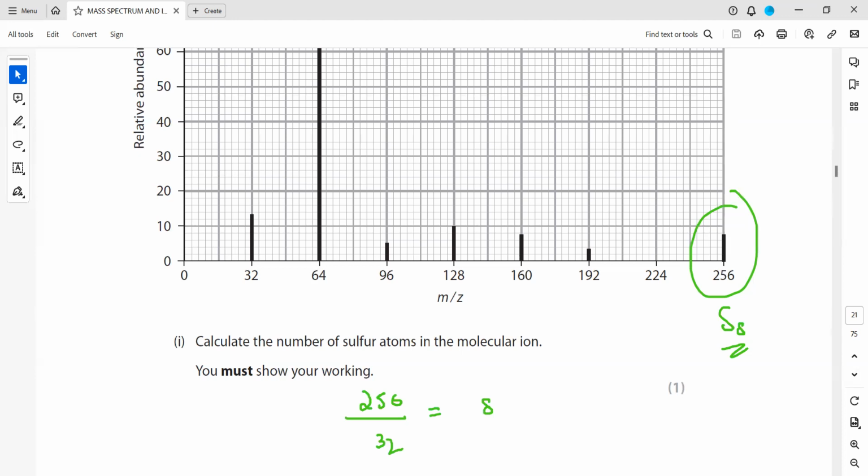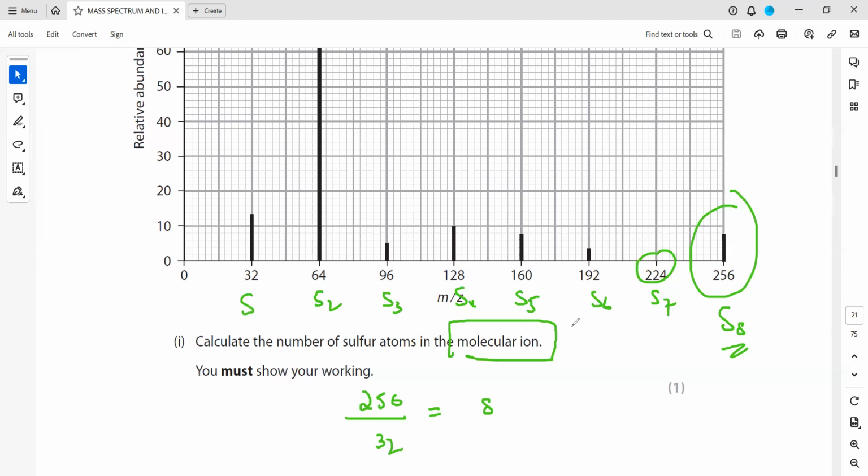These are different molecules of sulfur. What does that mean? It means here we have S only, here we have S2, S3, S4, S5, S6, S7 and S8. But S7 is not there, there's no peak for S7. So these are different molecules of sulfur. Sulfur molecules have different numbers of atoms, but they ask for the number of sulfur atoms in a molecular ion.